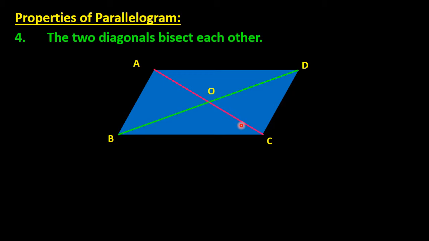According to the fourth property of the parallelogram, the diagonals bisect each other, which means the length AO is equal to OC. So if the length AO is 3 cm, then the length OC is also 3 cm. Similarly, the length BO must be equal to the length OD. So if the length BO is 5 cm, then the length OD is also 5 cm. So we can write AO equals OC and BO equals OD.